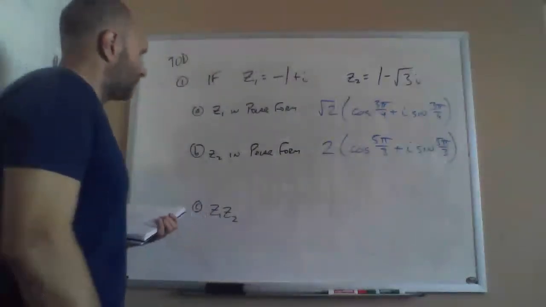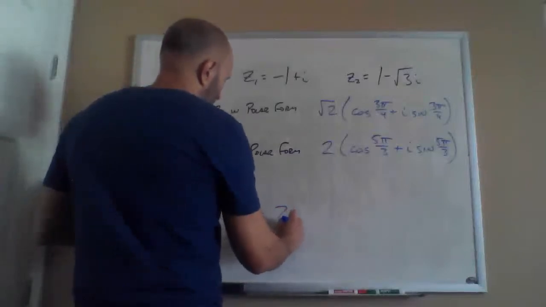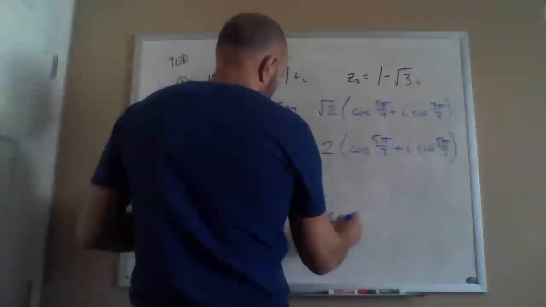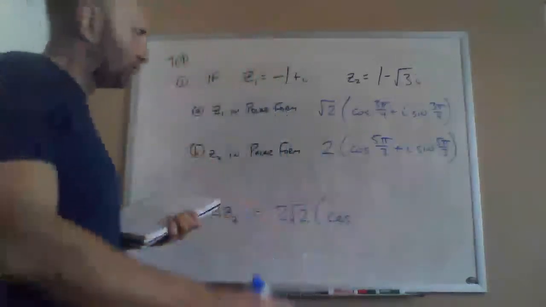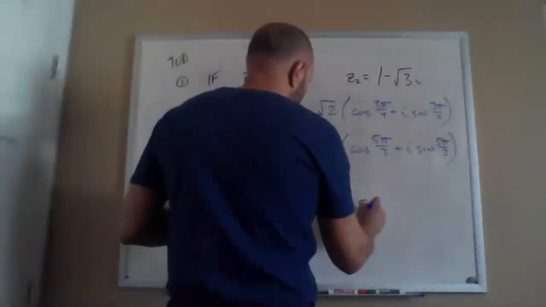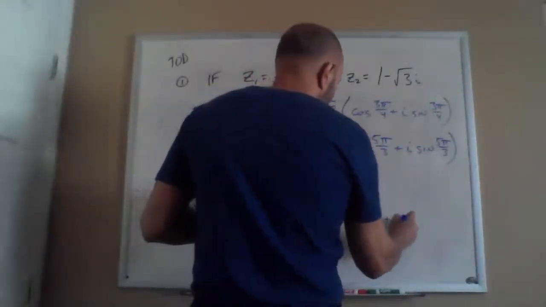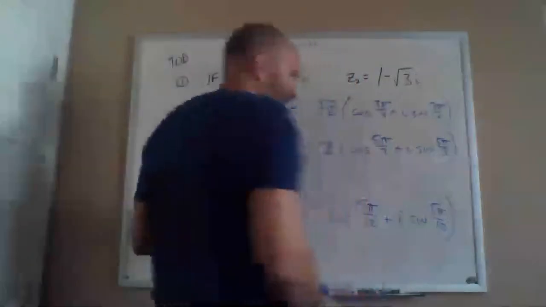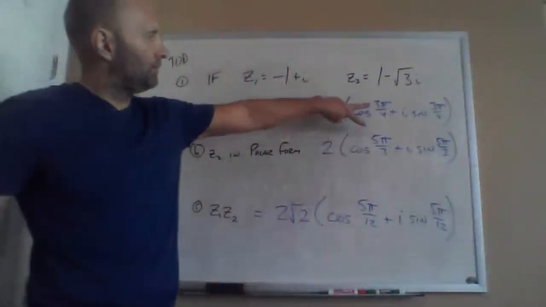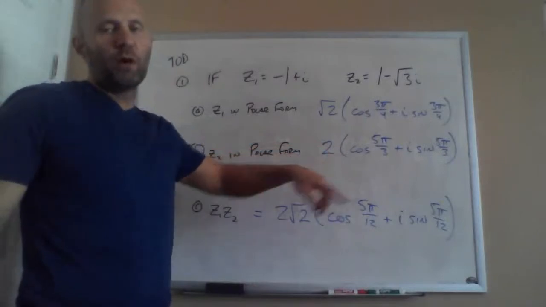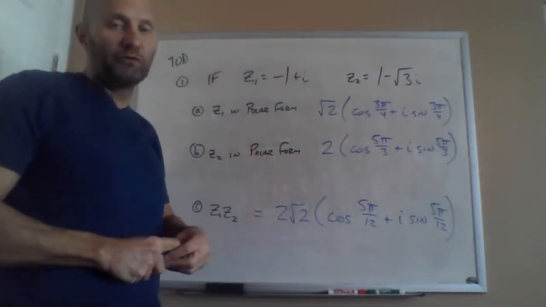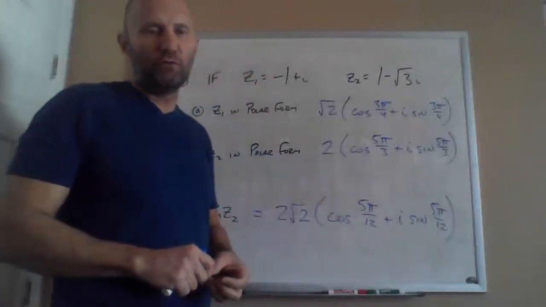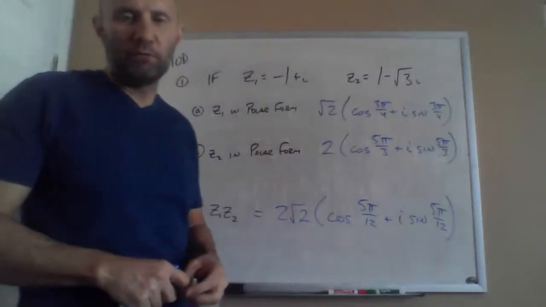And then our product Z1 times Z2 is 2 times square root of 2 times cosine, and we want our theta to be between 0 and 2 pi. So cosine of 5 pi over 12 plus I sine of 5 pi over 12. When you add these two, you end up with 29 pi over 12. 29 divided by 12 is bigger than 2, so take 2 pi out of it, so your theta is between 0 and 2 pi. That would be your final answer.